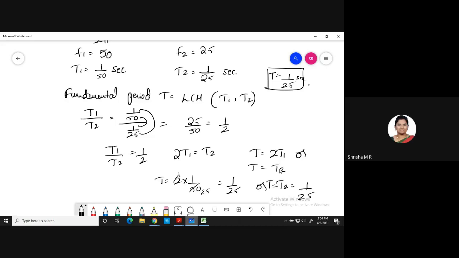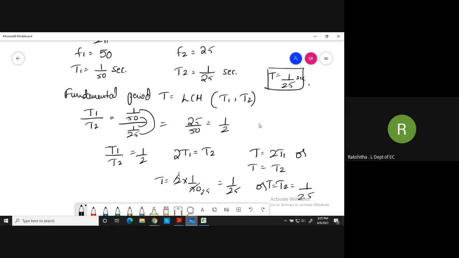Ma'am, this is a rational number, right? So this is a periodic signal because you have got 1 by 50 and 1 by 25, which are rational. If you have rational numbers for T1 and T2, then it is a periodic signal, and you can go further and find out the fundamental period. Do you have any doubt?